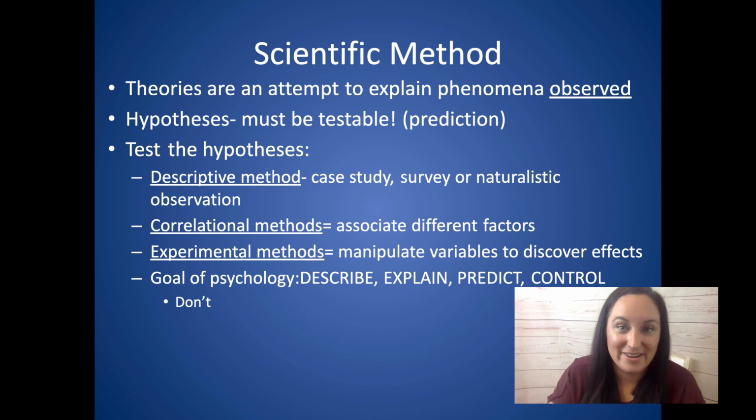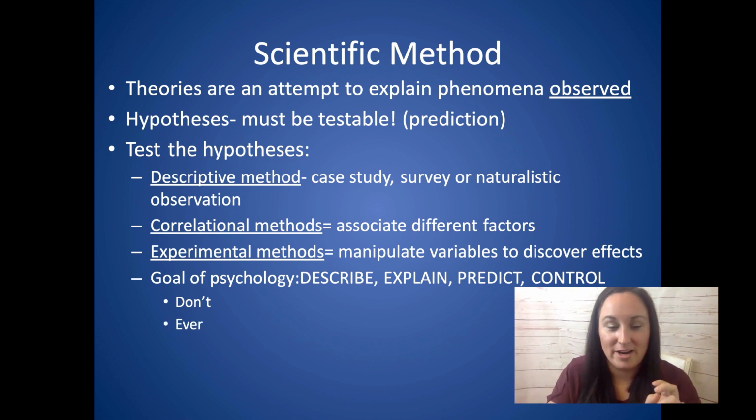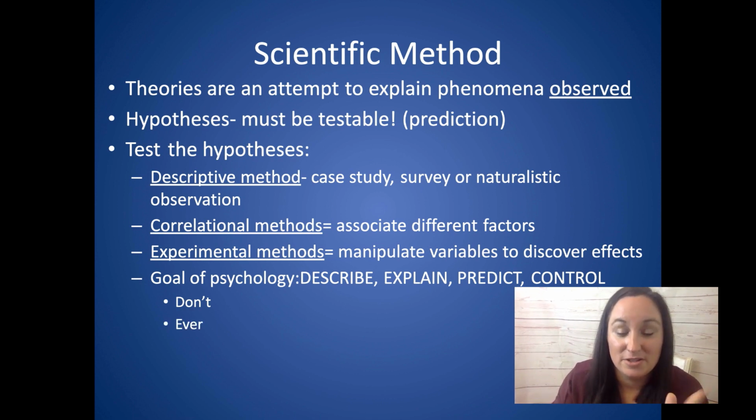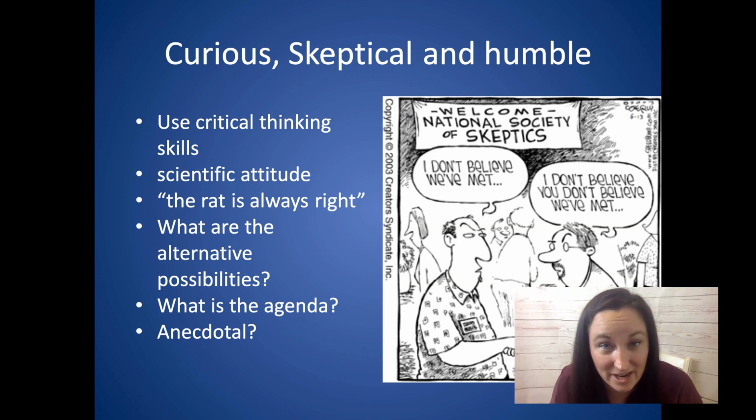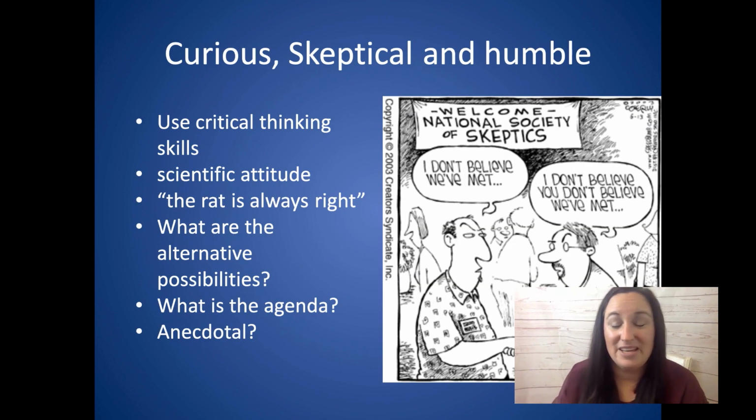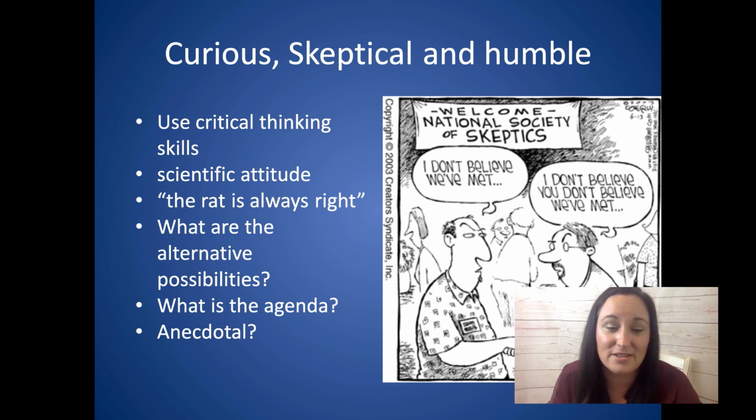So here's my little trick mnemonic to remember: describe, explain, predict, control. So DEPC, right? So don't ever puke chunks. Pretty nasty, right? The reason why I picked something gross and disturbing, don't ever puke chunks, is so that it sticks in your brain. Who paid for that study, right? Is it anecdotal information, or do we have a lot of evidence?